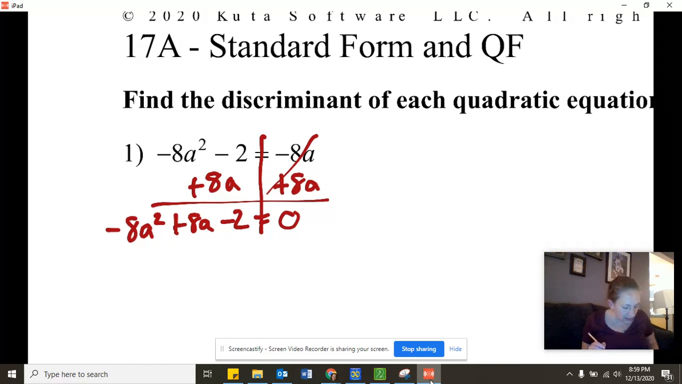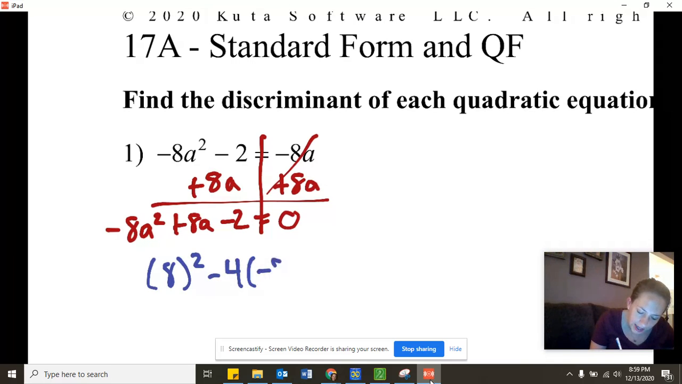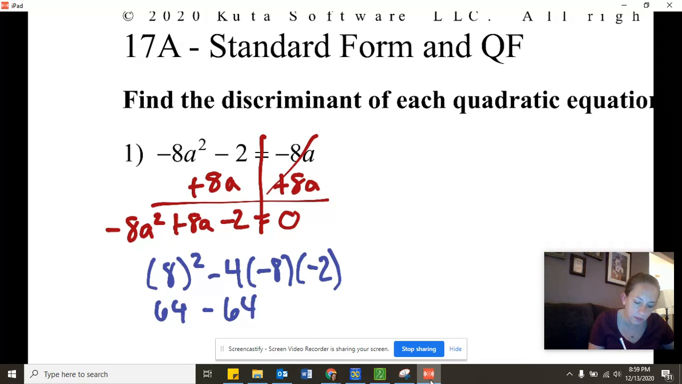So with the discriminant, I just want to do b squared minus 4ac. So make sure everything's in order with the squared, then the variable, then the number by itself. Okay. So b squared minus 4 times a times c. So that ends up being 64 minus 64, which is 0.